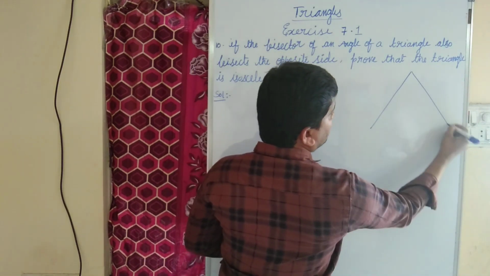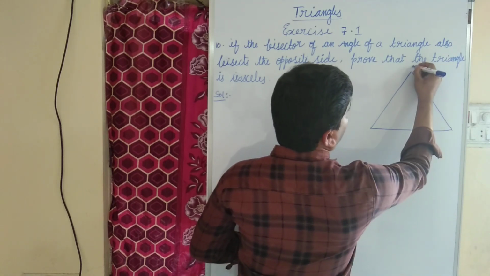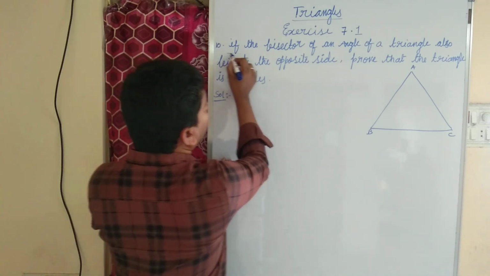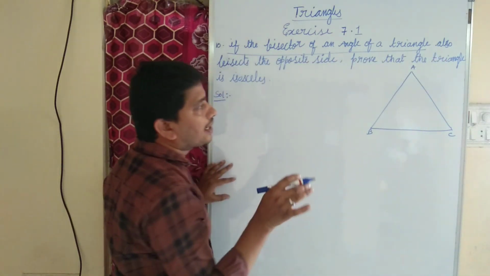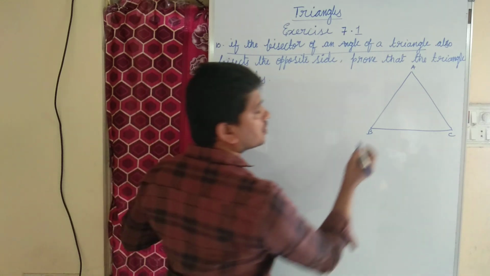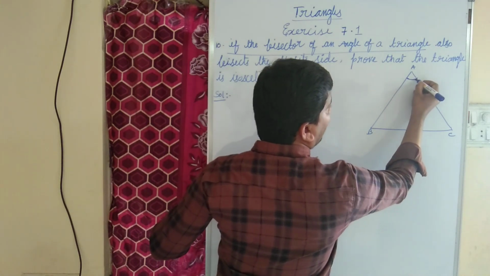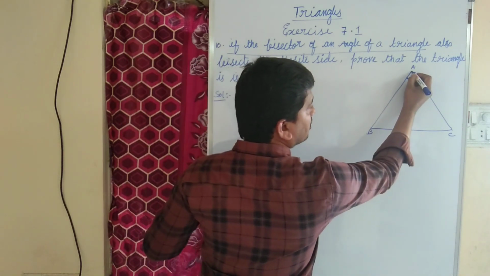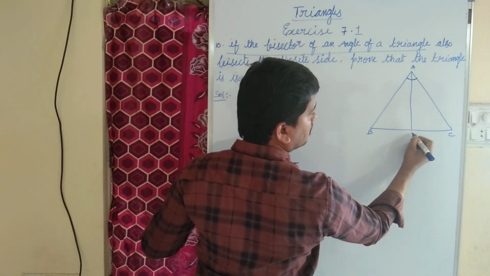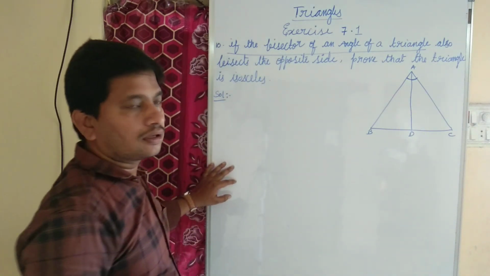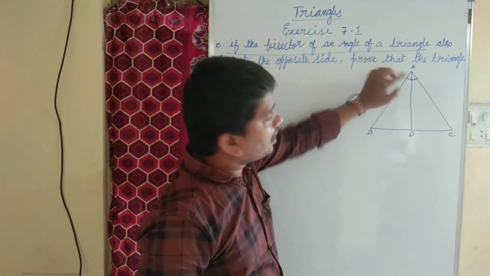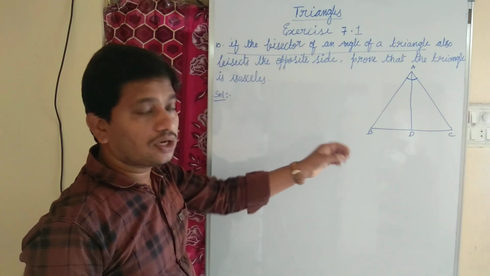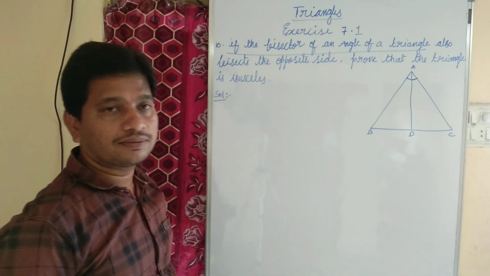Consider a triangle ABC. What is the meaning of the statement? If the bisector of an angle of a triangle. Suppose angle A is an angle of triangle ABC. Bisector means AD is the bisector of angle A. If the bisector of an angle of a triangle also bisects the opposite side.